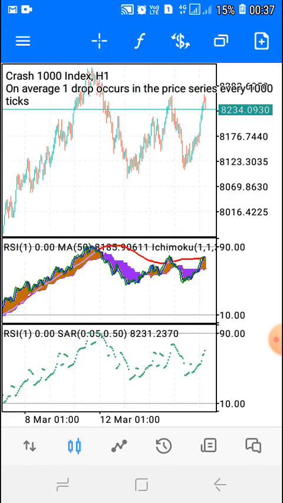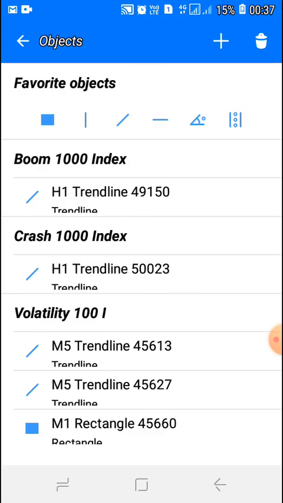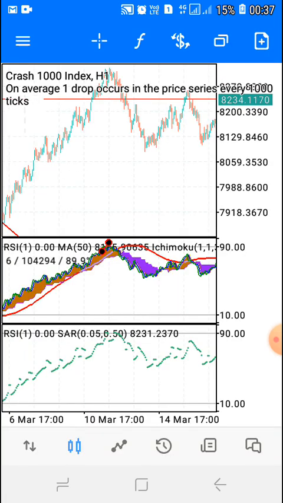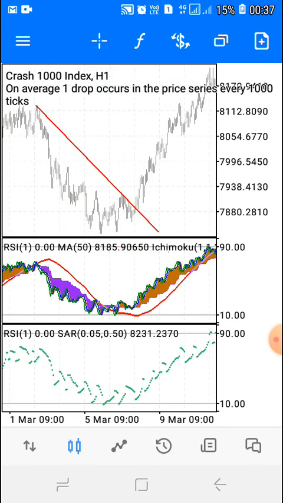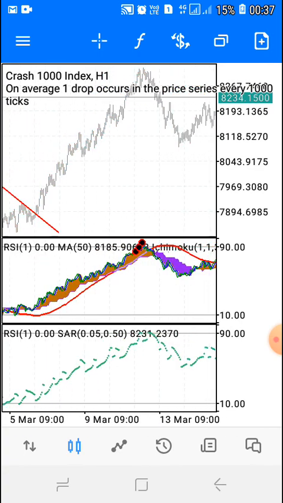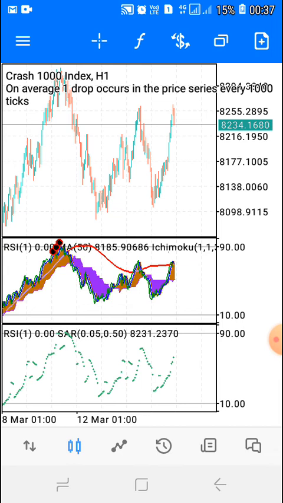Okay, and this is not a spike catching strategy, this is a scalping strategy. So let me just show you guys. Over here, what we can see is the market has been moving in an uptrend for days now. So what can we expect from Crash 1000? We are looking for buys. We can expect buying opportunities.